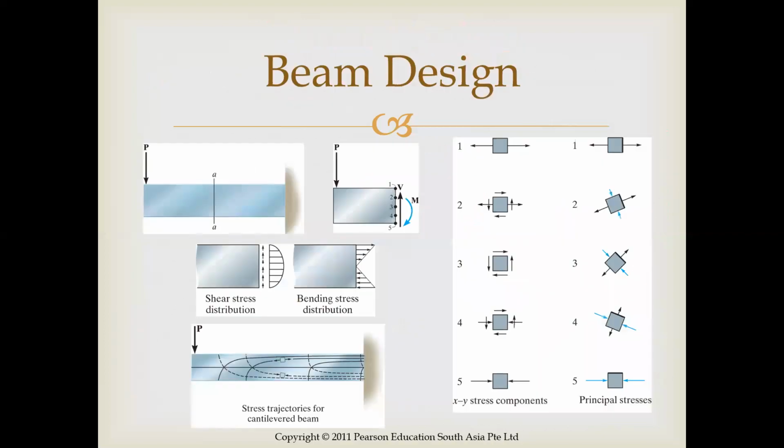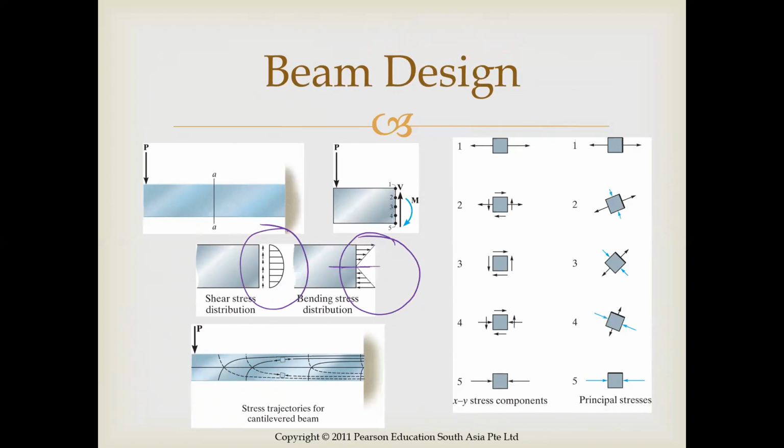Okay, so as you know, this is the distribution of your shear stress. In a rectangular beam, we have this parabolic distribution. And this triangular distribution is our normal stress, where you have tension on one side, compression on the other side, varying linearly. You have a 0 value at your neutral axis.